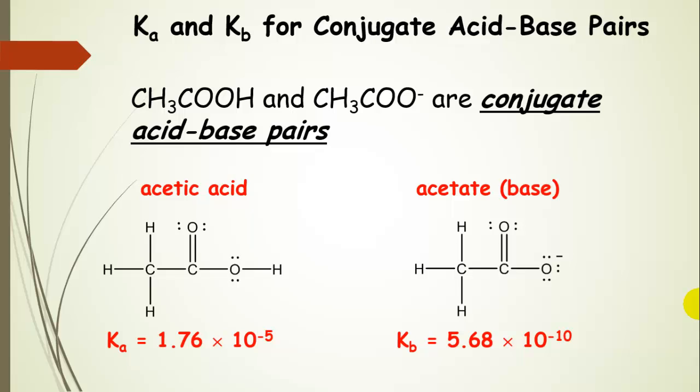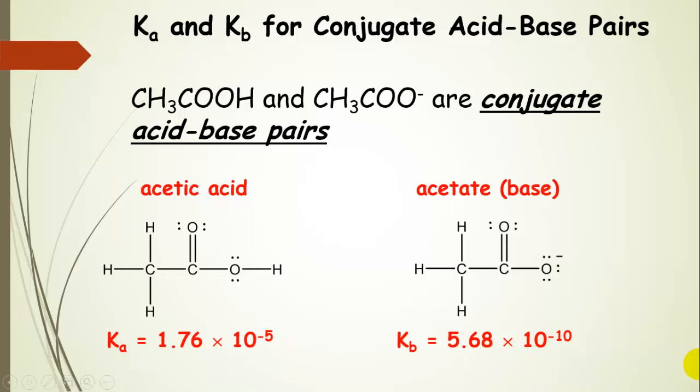Now, what we've been talking about is that acetic acid and acetate are conjugate acid-base pairs. And so I've given you the Ka value for acetic acid. And we saw that we could also isolate the acetate and put it in solution. And the Kb for that equilibrium is 5.68 times 10 to the negative 10. So Ka for acetic acid is 1.76 times 10 to the negative 5.